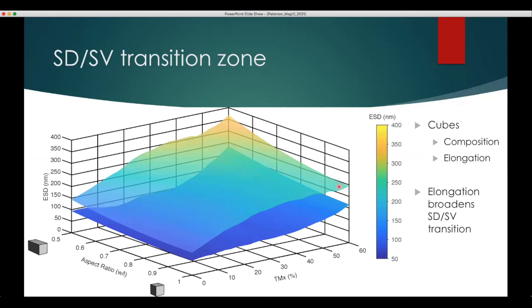One of the things that we can see is that with elongation, this transition zone actually broadens. If we look at TM60, the transition zone starts around here, and then it increases up to about 360 or so nanometers. So it broadens and widens out with elongation.